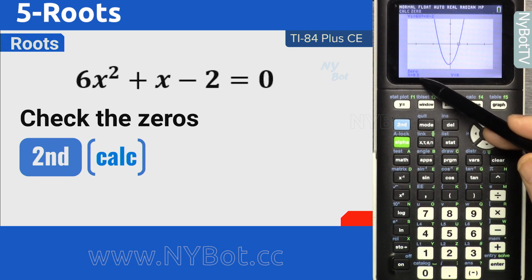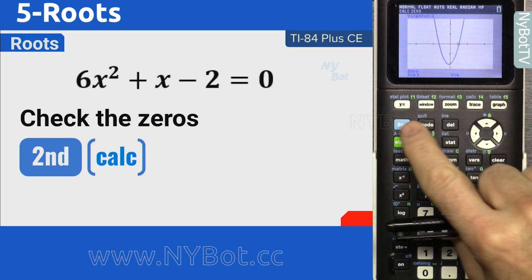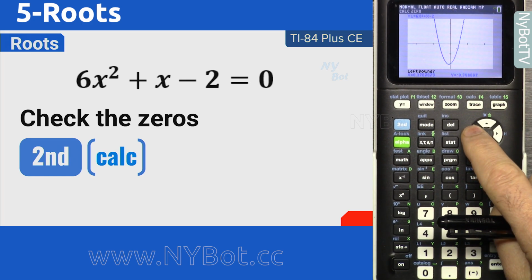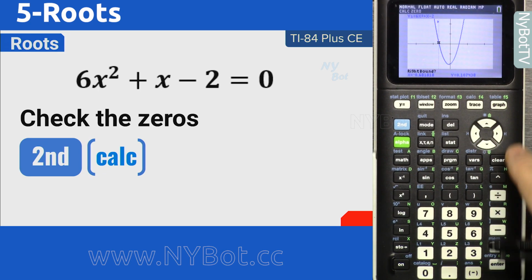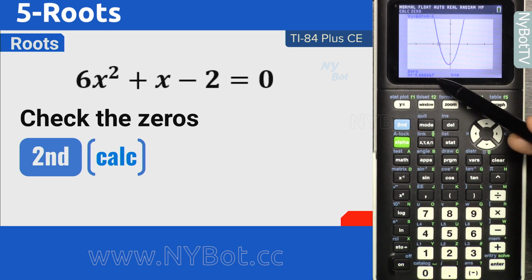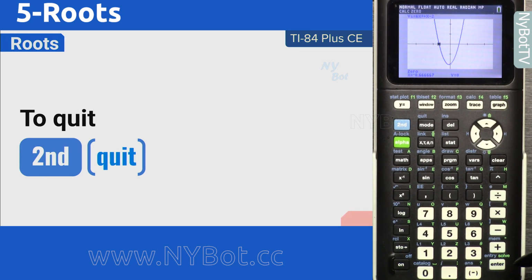Now it tells us it's 0.5, which was the number that we got, and the other one was -0.6667. So if I do that and then 2 zeros, I go to the left and then to the right and then guess. Here is the number that we solved. You can also view it on the graph like this. To quit, press second function and quit.